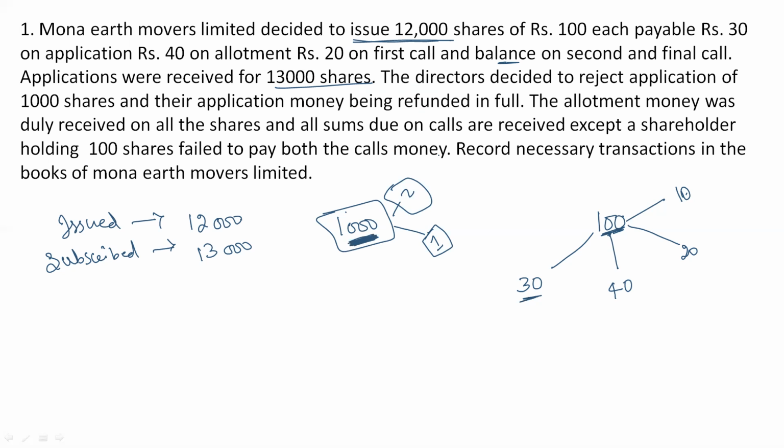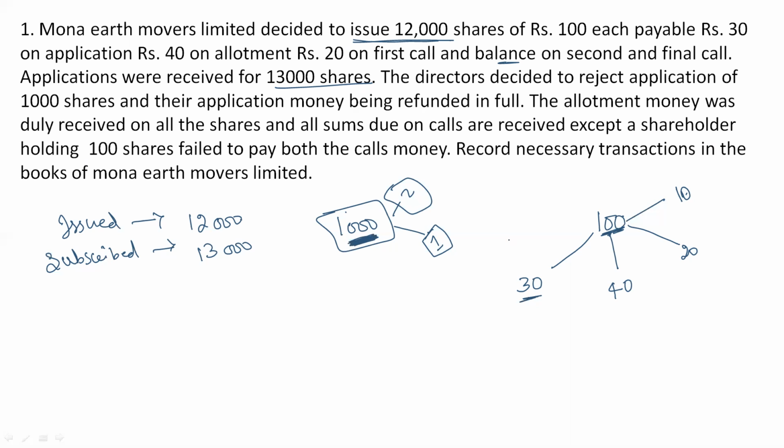Then the allotment money was received on all the shares and all sums due on calls are received, except a shareholder holding 100 shares failed to pay both the calls money. Okay, so now try to understand what is told. The allotment money was received duly on all the shares, and all sums on calls were received except from a shareholder.